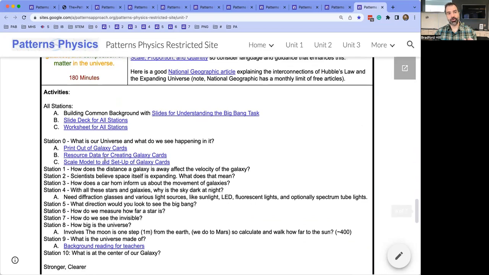Starting in Unit 4, 5, 6, 7, we always have stations. And this is just a great day. It is so fun. These stations are high interest, and you've got the James Webb Telescope. You have, how big is the universe? How are we seeing this stuff? So just a great day.